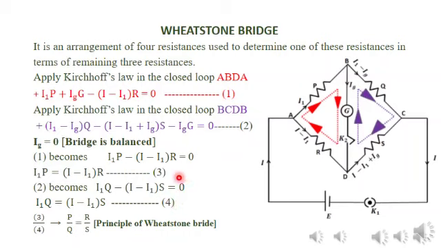Now divide equation number 3 by 4. So on the left side I1 cancels, and on the right side I minus I1 cancels. So the final expression is P by Q equals R by S. This equation is known as the principle of the Wheatstone bridge.